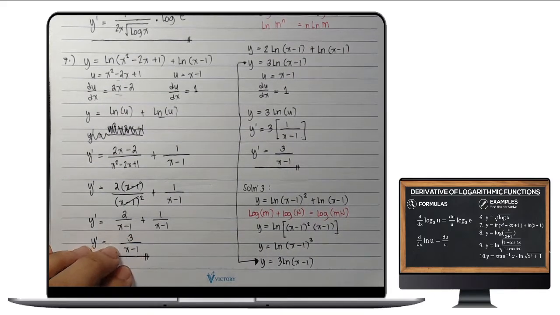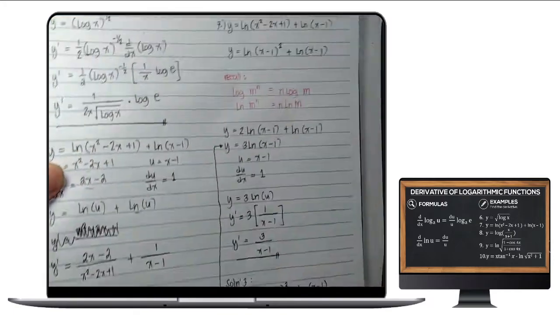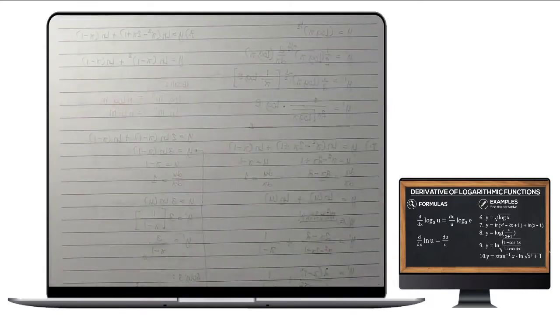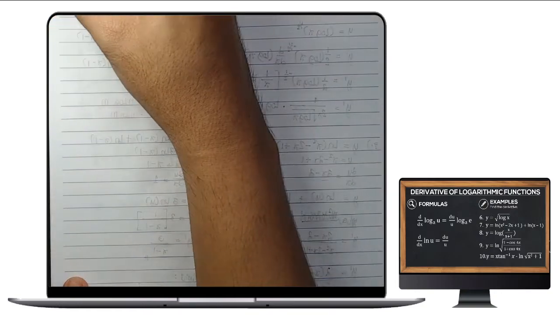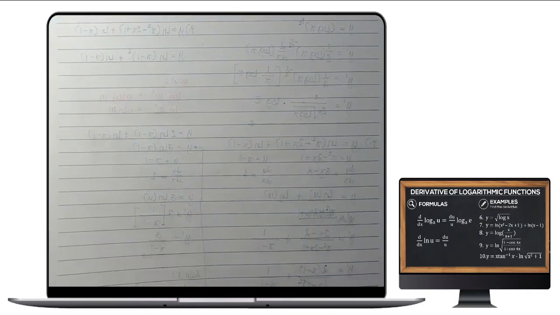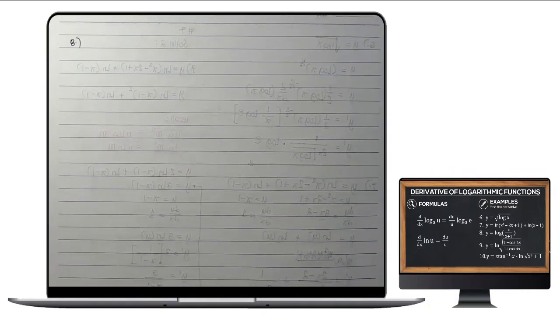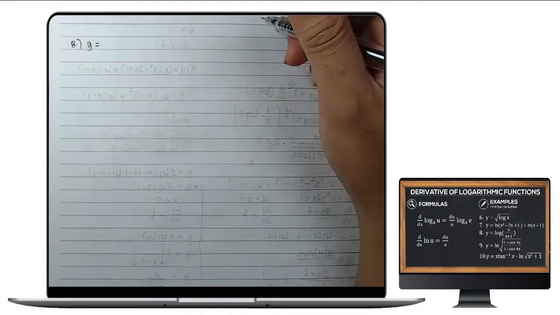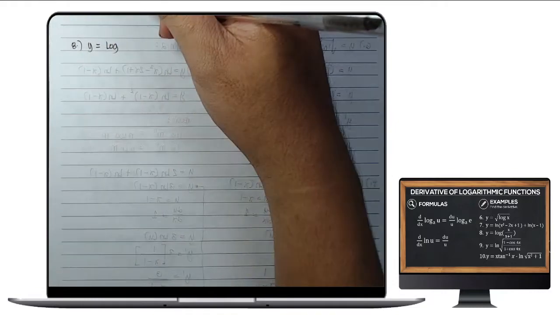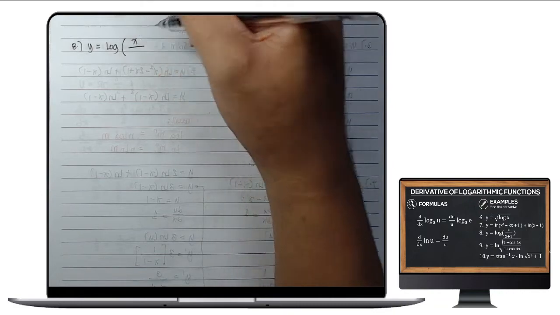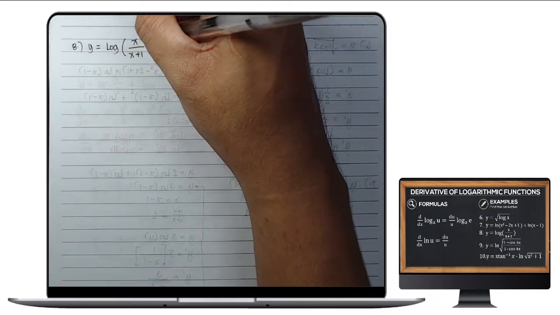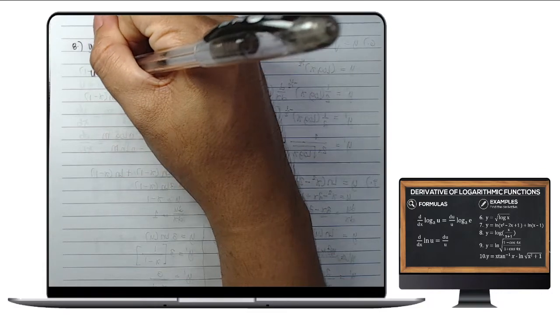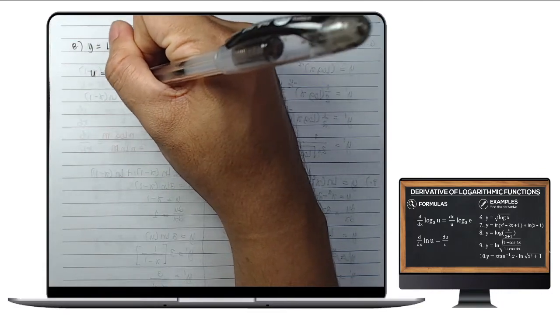Okay, so let's try problem number 8. For problem number 8, our given is y is equal to log of x all over x plus 1. Let's apply the formula. We can let u is equal to x all over x plus 1.